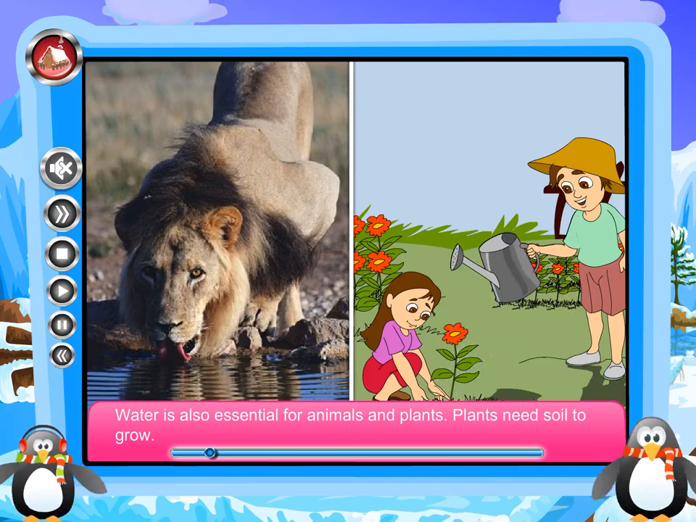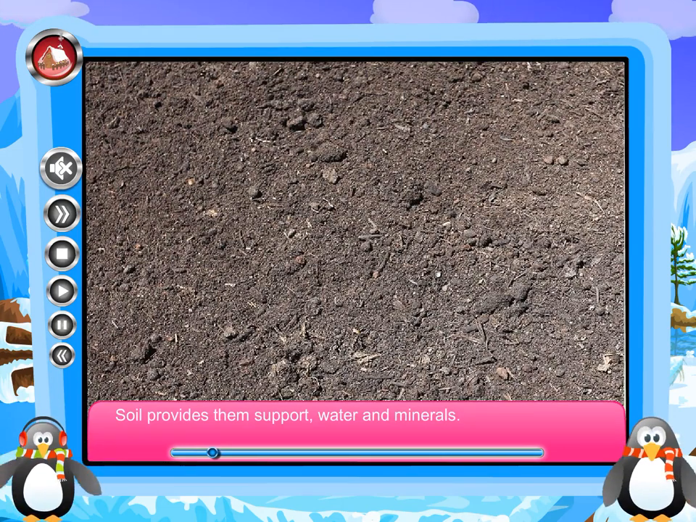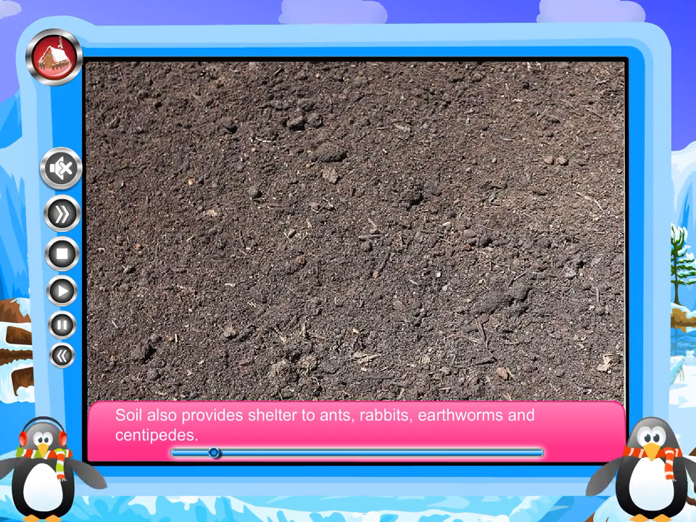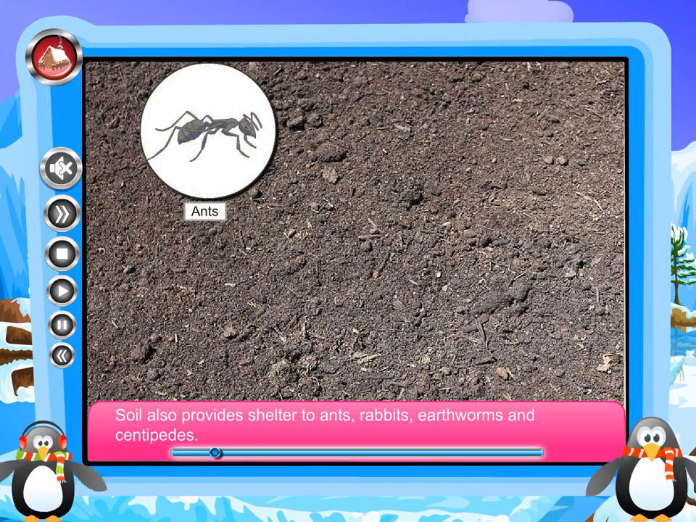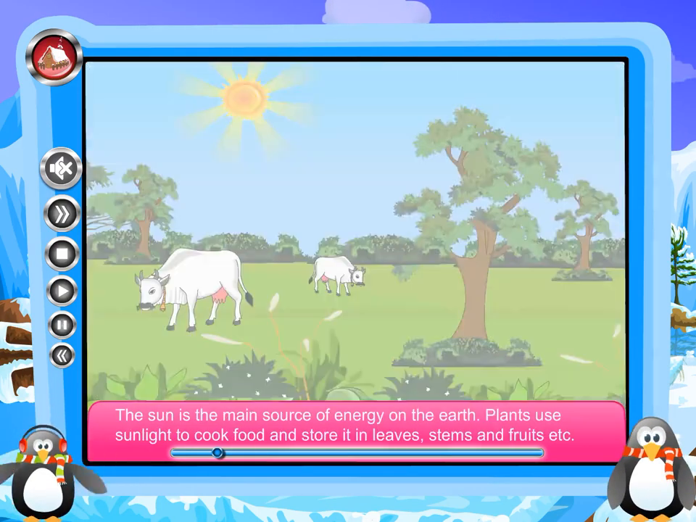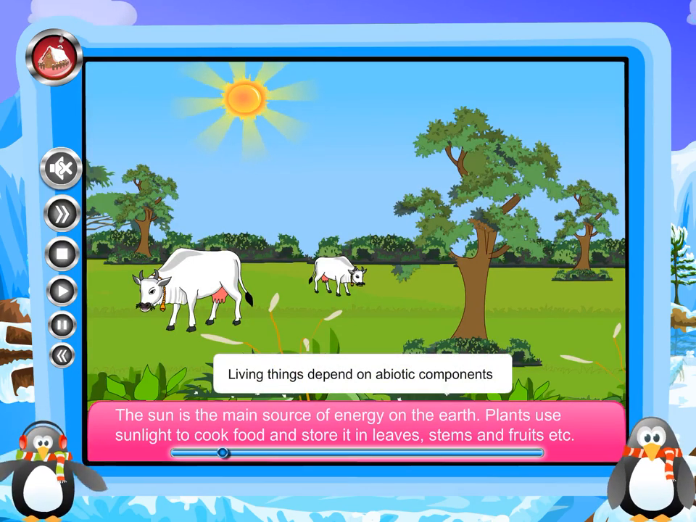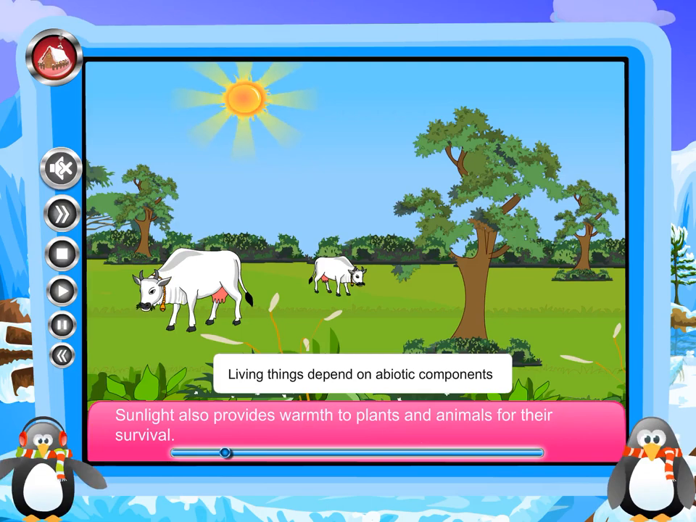Plants need soil to grow. Soil provides them support, water, and minerals. Soil also provides shelter to ants, rabbits, earthworms, and centipedes. The sun is the main source of energy on the earth. Plants use sunlight to cook food and store it in leaves, stems, and fruits, etc. Sunlight also provides warmth to plants and animals for their survival.